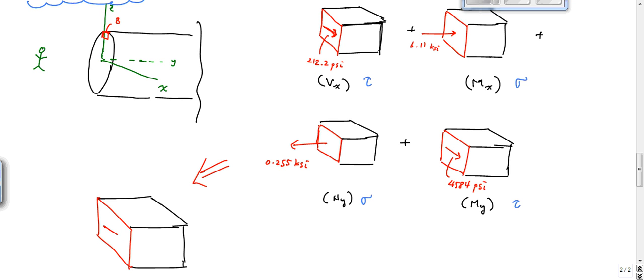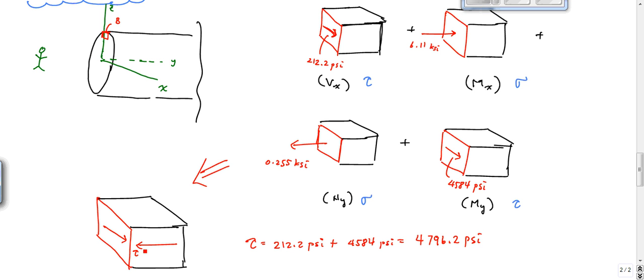So now I got to say, my shear stress here, this tau, is equal to 212.2 psi plus 4,584 psi, which is 4796.2 psi right there. That is my tau. Okay, now I can draw the rest in.